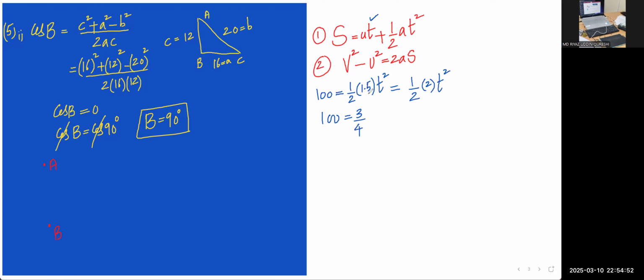You know this? 1.5 divided by 2 is 3 by 4. If you have a calculator, check it immediately. T square. This 2 and 2 will be cancelling here. It is also equal to T square.